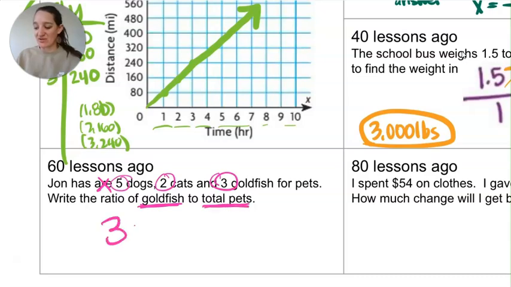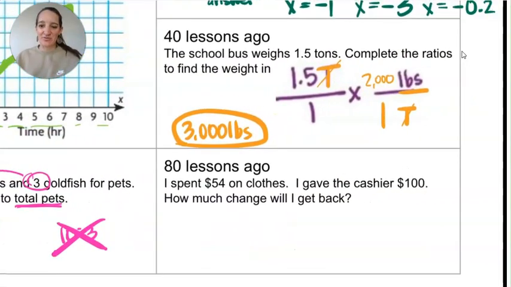So 3 is going to be first. There are 5 dogs, 2 cats, 3 goldfish. There are 10 total pets. If you do 10 to 3, that's incorrect. It wants goldfish first and then the total pets.